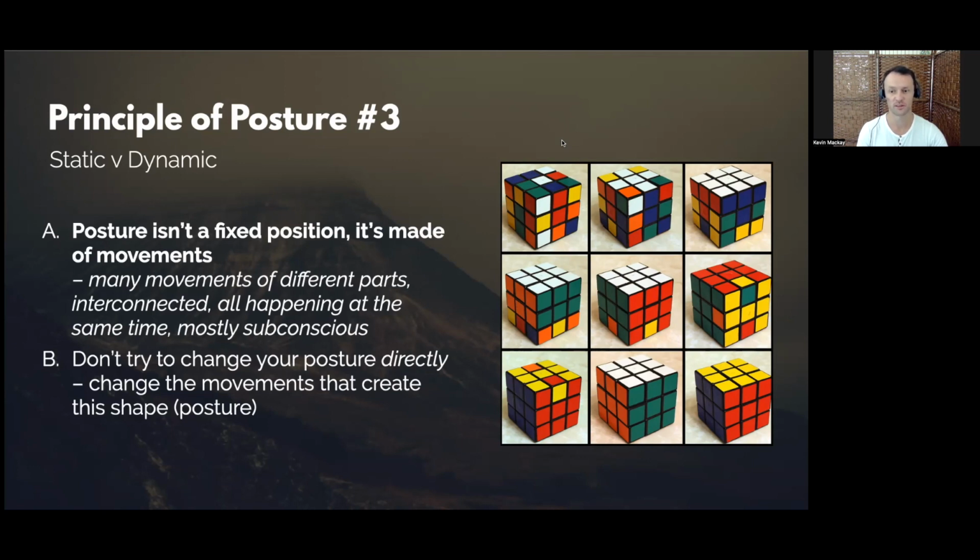It's made of movements, not just one movement, but many separate movements all interacting with each other, mostly happening at the same time. And when I say movements of parts, you'll see the different parts of the body, the torso, the arms, the legs, the head, they're all moving in certain ways relative to one another. And together they create a posture. So I'll explain this in a minute.